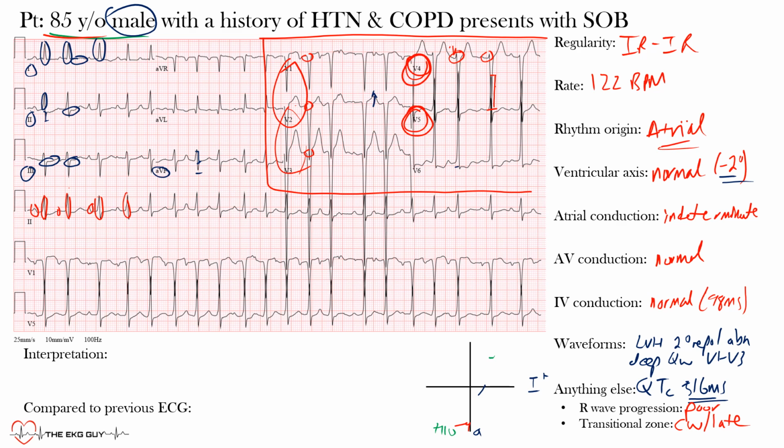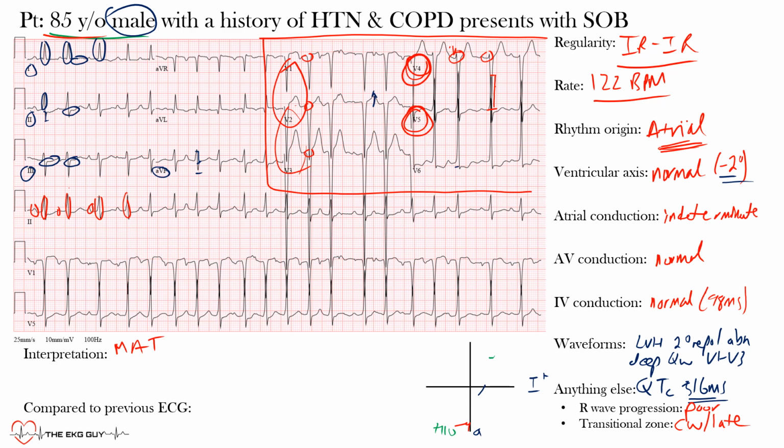Anyways, what's our final interpretation? Well, we have an irregularly irregular rhythm, we mentioned. We have a rate of 122 beats per minute, and we noted at least 3 different P-wave morphologies suggesting an atrial rhythm, originating from outside the sinus node alone. These findings together give us a rhythm called multifocal atrial tachycardia, or MAT.